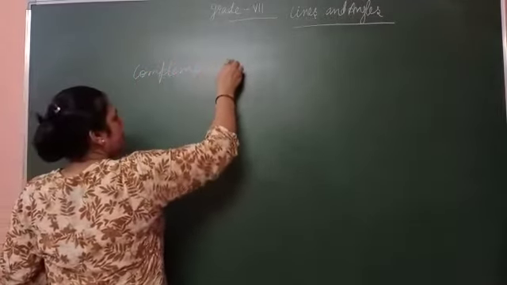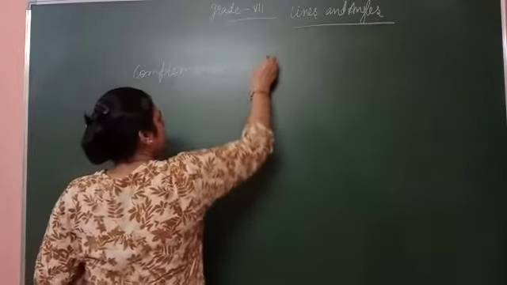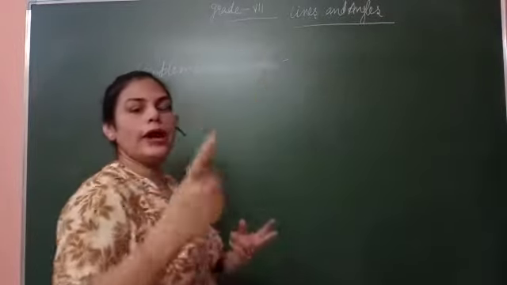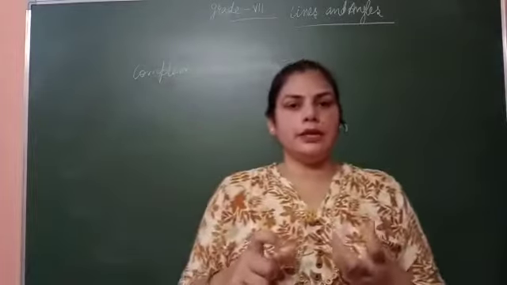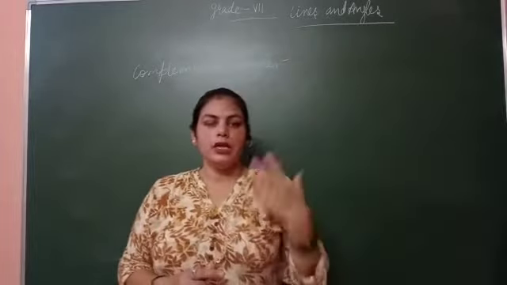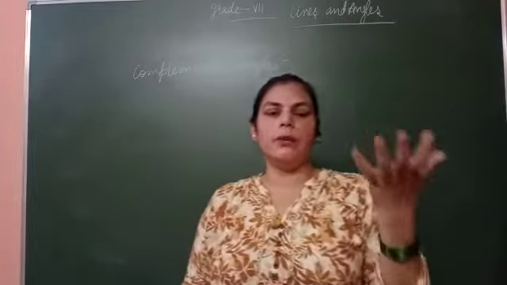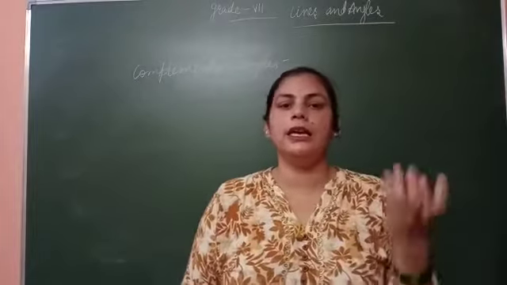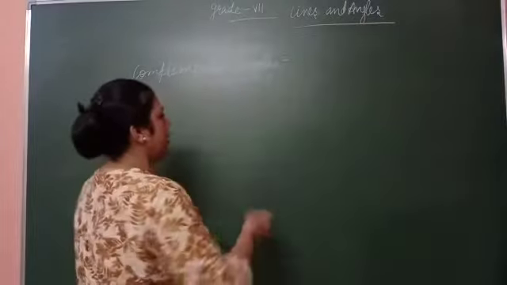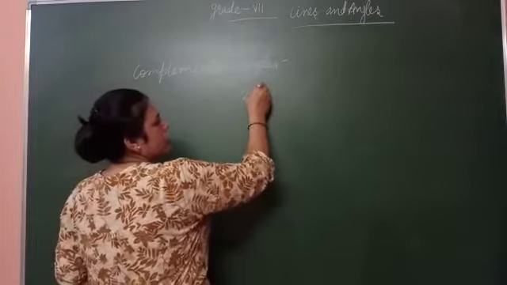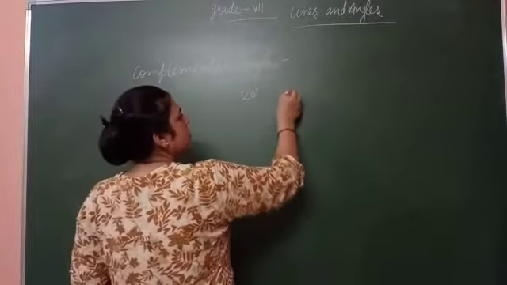Complementary angles. What are complementary angles? Two angles whose sum is 90 degrees. Clear? If the sum of two angles is 90 degrees, then what do we call it? Complementary angles. Like you have one angle that is 20 degrees, and the other angle is 70 degrees.